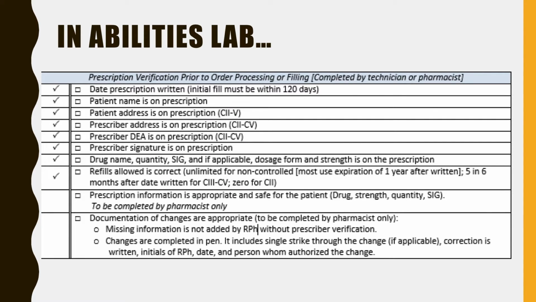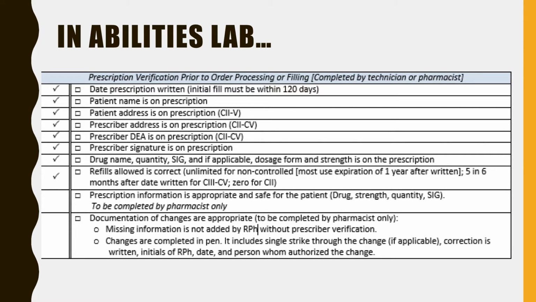In Abilities Lab, you are provided a community pharmacy prescription processing checklist. This checklist assists you in ensuring you complete all of the components of dispensing. These components include items that are required by federal and/or Maryland state law, as well as best practices. Best practices are procedures that are considered most effective by the majority of practicing pharmacists. Items that are required by federal and/or Maryland state law have a check mark next to them.